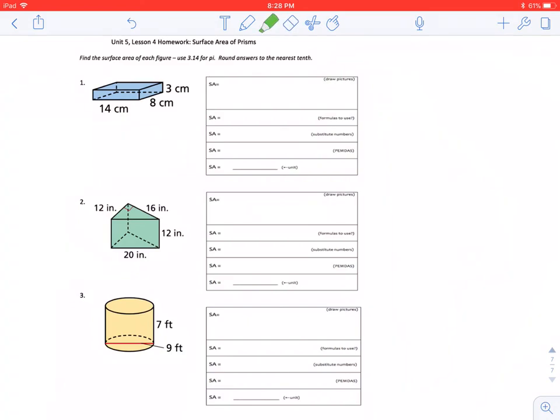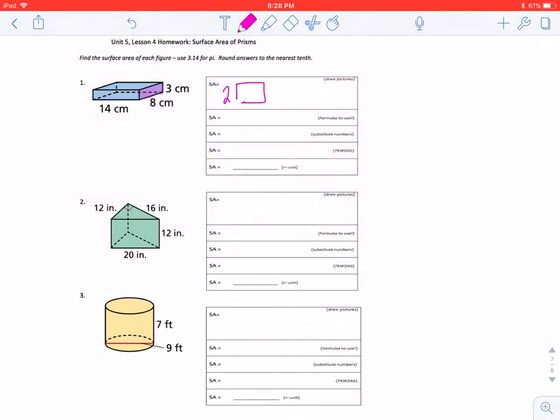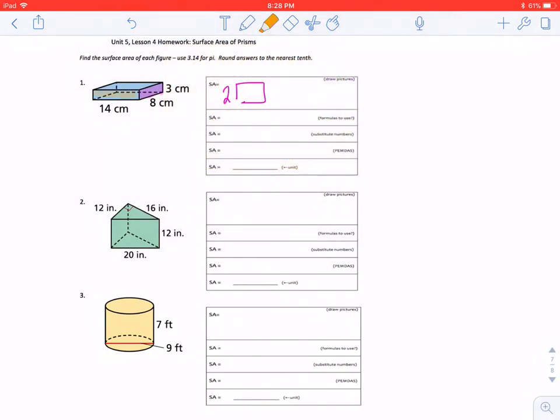Again, don't be afraid to use some color. I think these are much easier if you have some highlighters. So you've got a pink rectangle, and then you can say, all right, I have 2 of the pink rectangles plus maybe 2 of your orange rectangles. And then on the top and bottom, pick another color. You have green. You have 2 of the green rectangles. All you have to do now is find the dimensions of those rectangles, label them here on your picture, and then follow BEDMAS or PEMDAS.